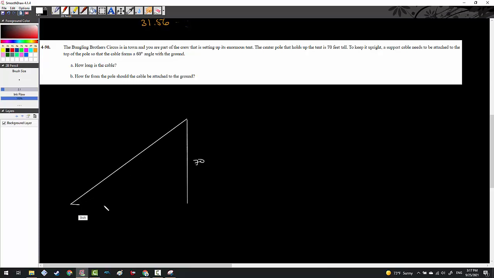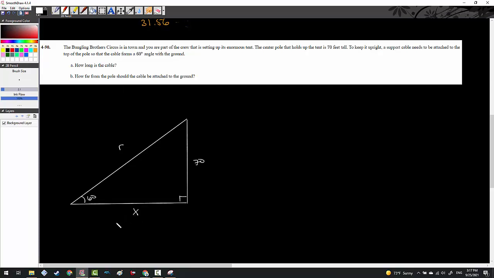So here we go. This is going to be 60, and here's the ground. Here is 60. And they're asking you how long is the cable. So I feel like they're asking you for R. And then in B, I'll just fast forward a little bit. It says, how far from the pole should the cable be attached to the ground? It looks like they're asking us to solve for X. So let's take care of these one at a time.